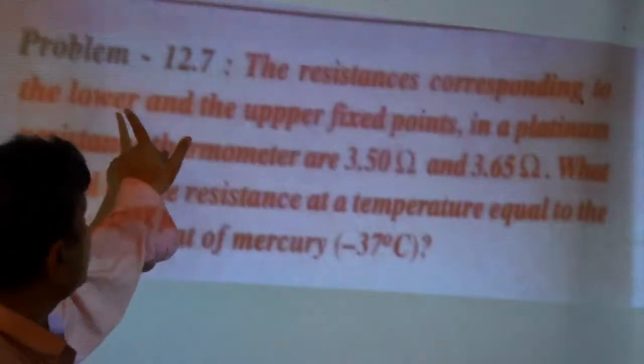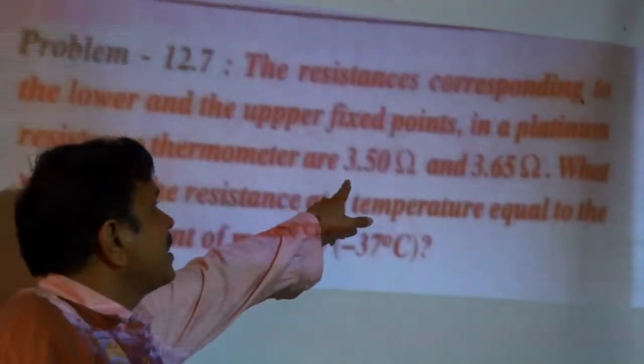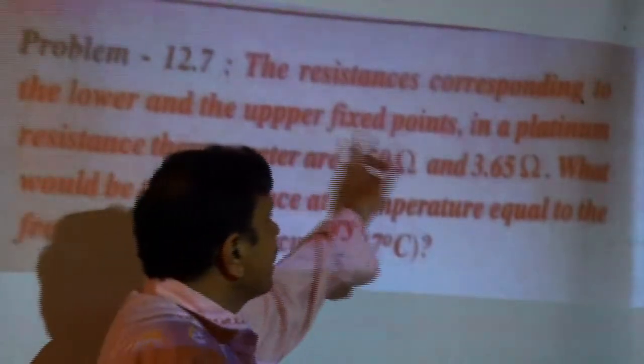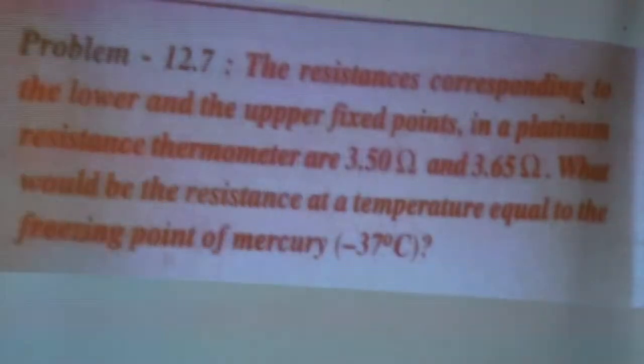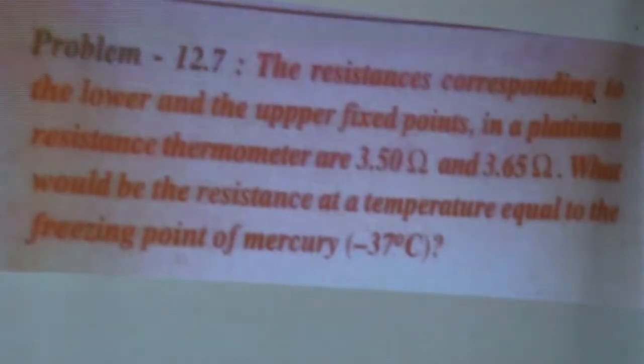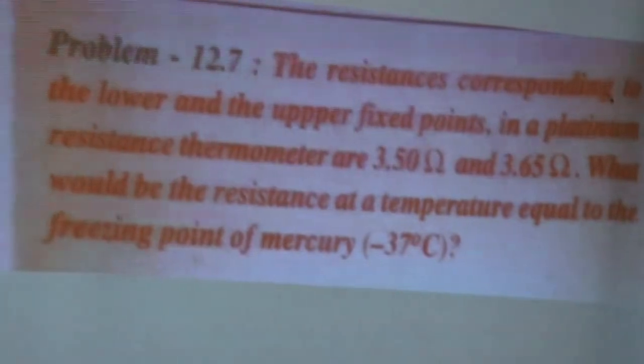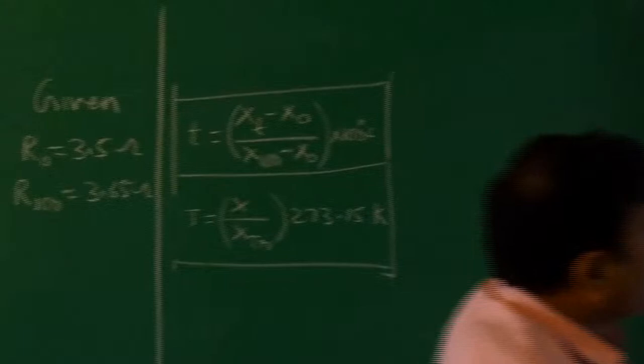So the resistance at 0 degree Celsius is so much, and the resistance at 100 degree Celsius is 3.65. So we will write down here: given, resistance at 0 is 3.5 ohm, and resistance at 100 degree is 3.65 ohm.